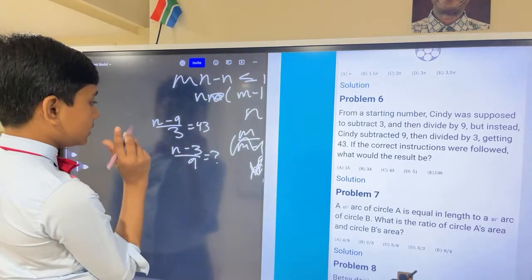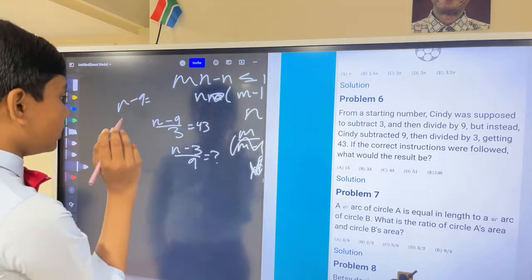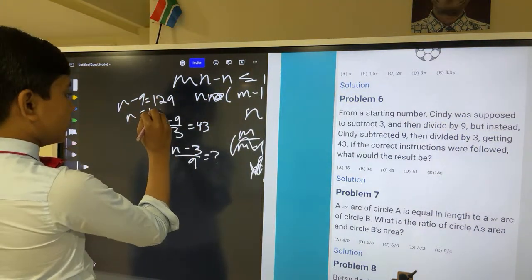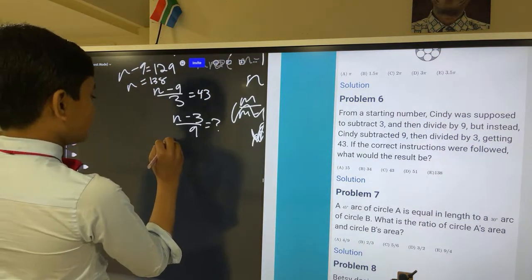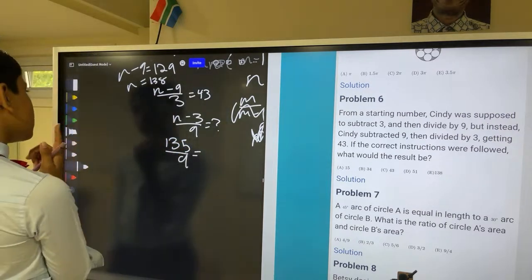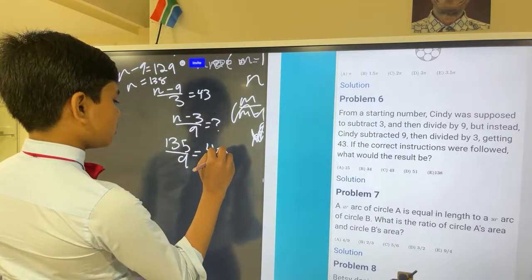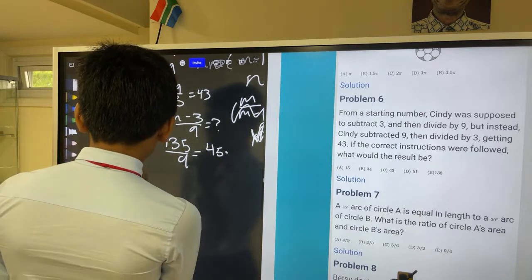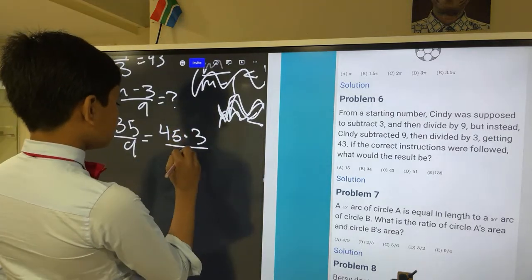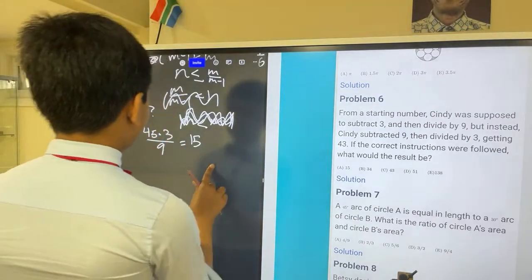Well, let's see. N minus 9 must clearly be equal to 43 times 3, which is 129. So n is 138. So if we do 135 over 9, what does that get us? Well, 135 is 45 times 3? Yeah. Over 9. So that's just 15. So it should be A.